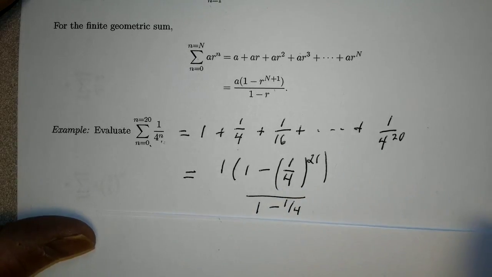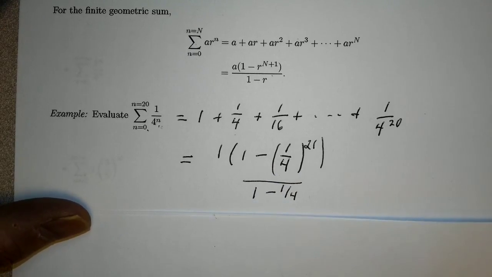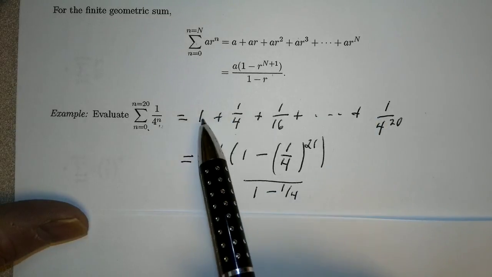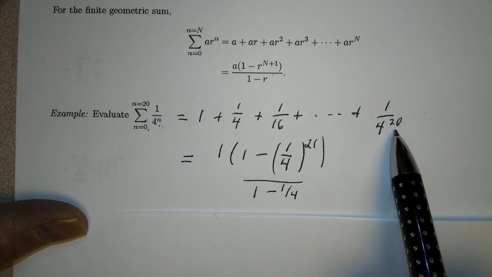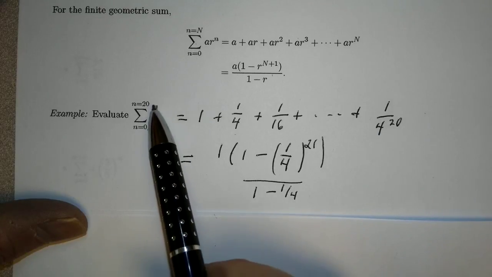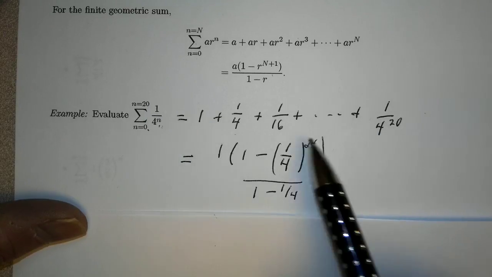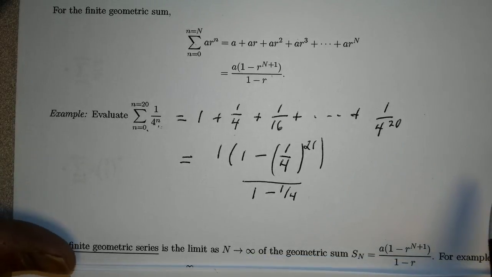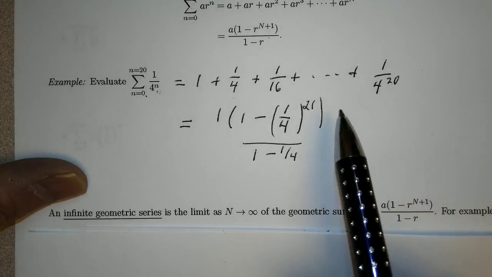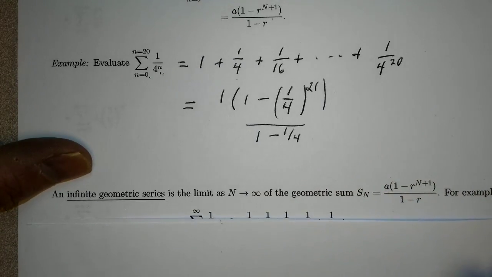We won't evaluate this. Now what's interesting to note is that if we added, let's say, 60 terms, this would be 1/4 to the 60th power. And that's going to be pretty small. If we added from n equals 0 up to 1,000, this would be 1/4 to the 1,000th power, which would be even smaller still. We know what happens as n gets larger and larger.